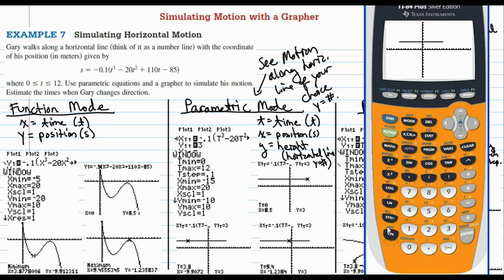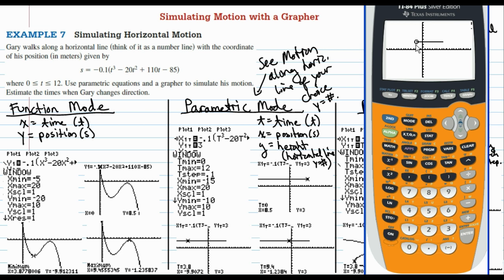Wait, you can't see that motion. So here's another trick. For parametric graphs, sometimes it's nice to go to the left of the x-coordinate and hit enter twice. That will graph with a little circle so you can see Gary's motion. So let's try that again.